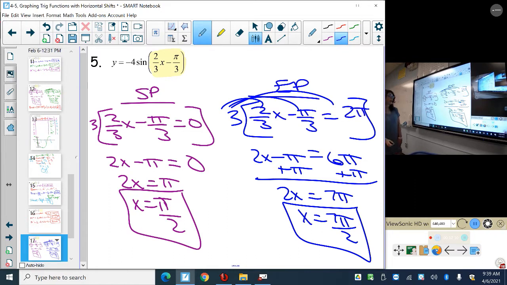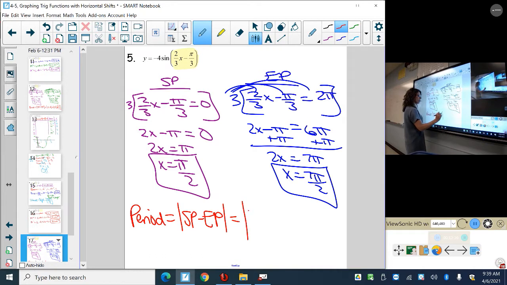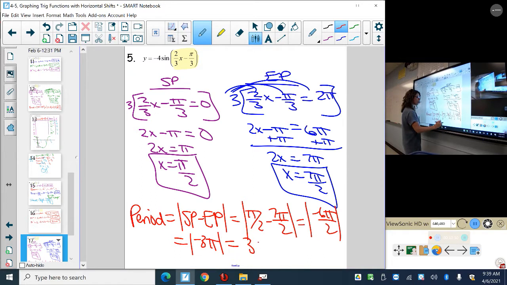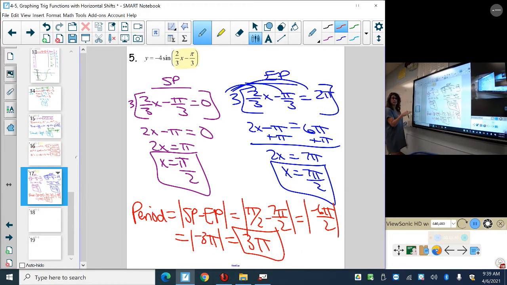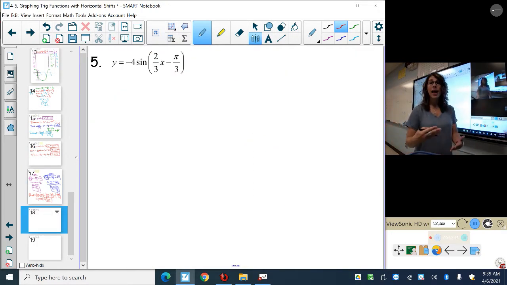Okay, how do I know that I'm right? Well, the way that I know that I'm right is I'm going to go ahead and check my period length. So that's your starting point minus your ending point. So that's pi over 2 minus 7 pi over 2. That's going to give me negative 6 pi over 2, which is going to be absolute value of negative 3 pi, which is just 3 pi. Now, I already checked this, and I know that my length is 3 pi, so I now know that what I did was correct. So from here, the next thing that I have to do is my XY table.